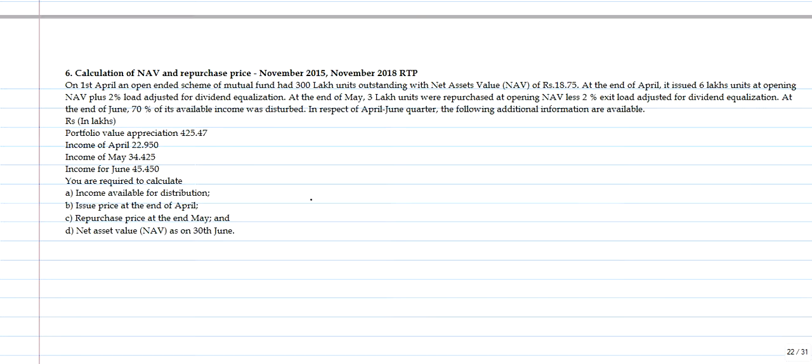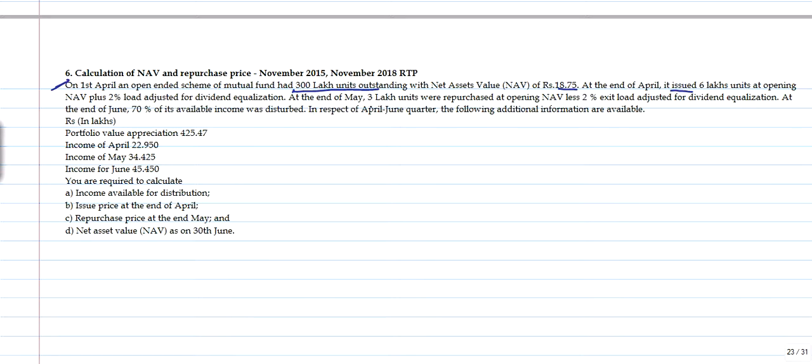So we will move on to the next question. Calculation of NAV and repurchase price. On 1st April, an open-ended scheme of mutual fund had 300 lakh units outstanding with NAV of 18.75. At the end of April, it issued 6 lakh units, very important, 6 lakh units at the opening NAV plus 2% load, adjusted for dividend equalization. So dividend equalization, 2% load.